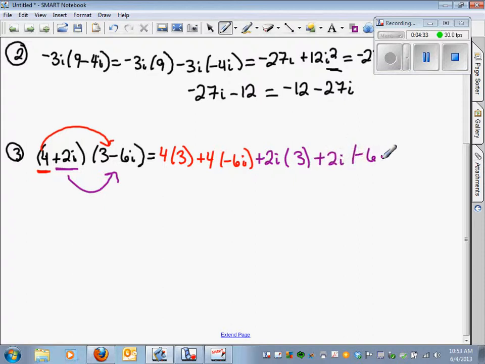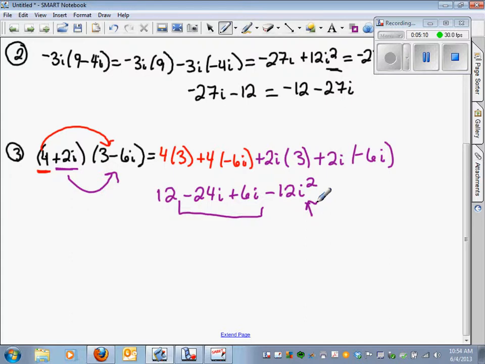Once the distribution has been done, we can multiply. So 4 times 3 is 12. 4 times negative 6i is negative 24i. 2i times 3 is 6i. And 2i times negative 6i is negative 12i squared. Now we look for things that we can simplify. I notice two imaginaries here. These two imaginaries can be combined. I also notice that we have an i squared, and we remember that i squared is equivalent to negative 1.